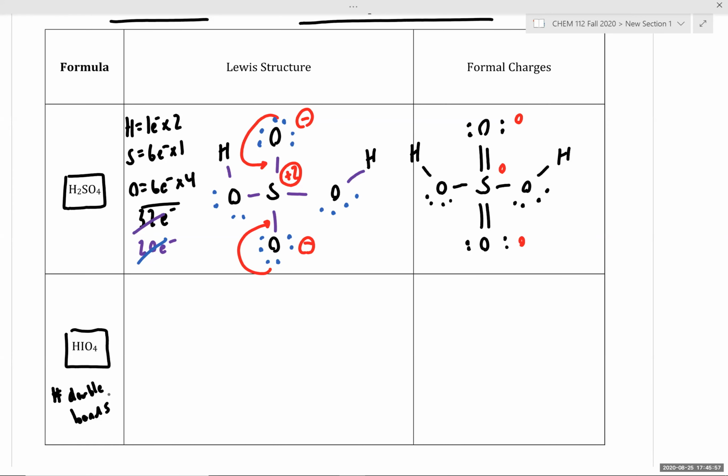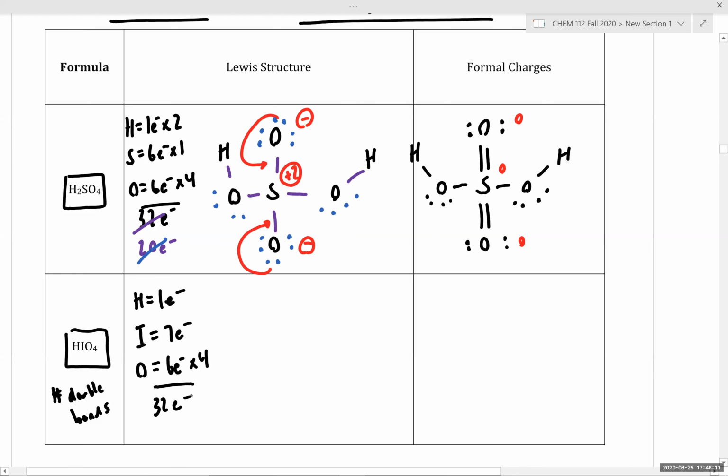Okay, so let's discuss now. Hydrogen contributes 1 electron, iodine contributes 7 electrons, and oxygen contributes 6 electrons times 4, because we have 4 oxygen atoms. That gives us 32 electrons to work with. Iodine is our central atom. In general, your atom that can accommodate an expanded octet will be your central atom in the majority of cases. We're then going to surround iodine with our 4 oxygen atoms and place our hydrogen attached to one of our oxygen atoms. This follows the common convention for oxyacids.